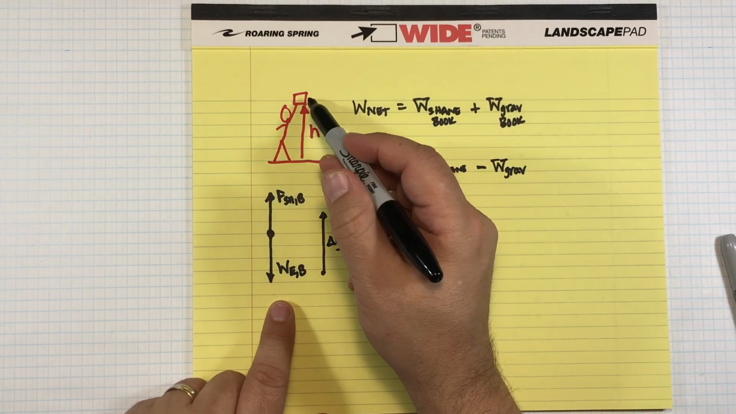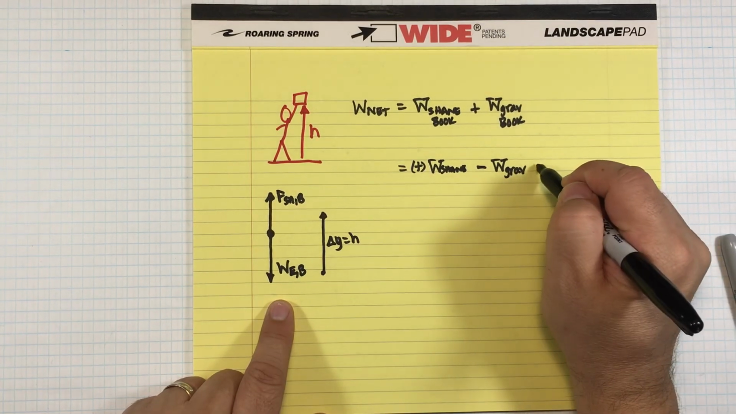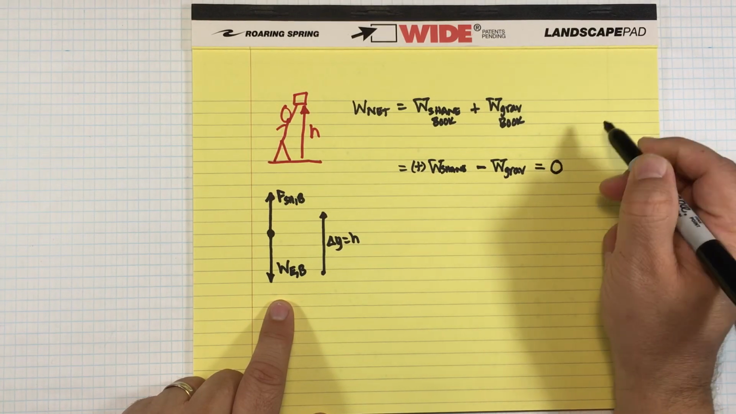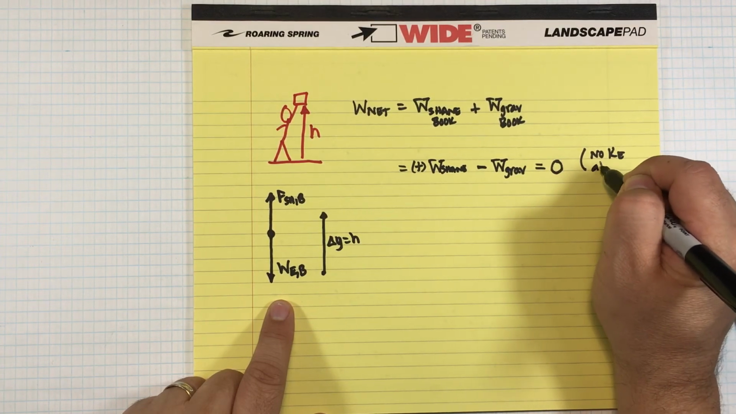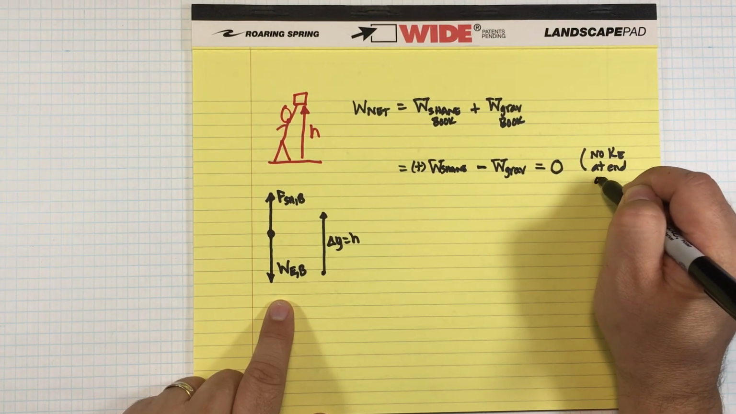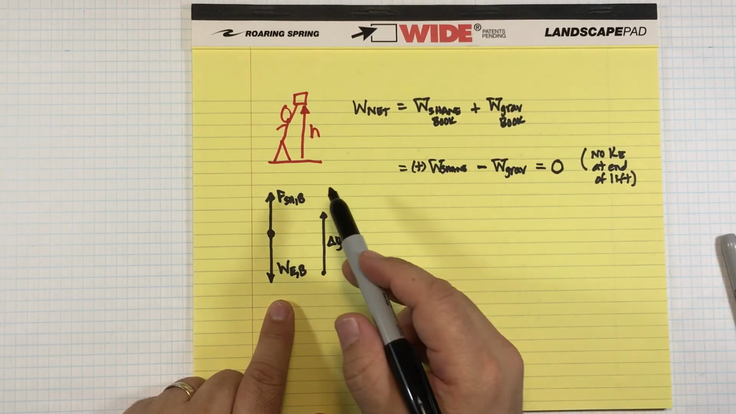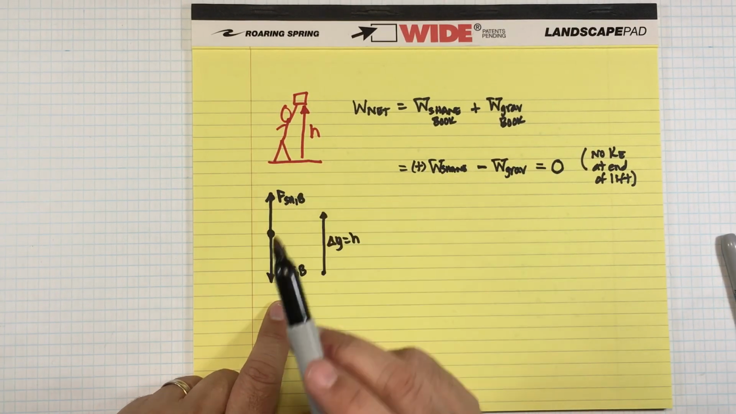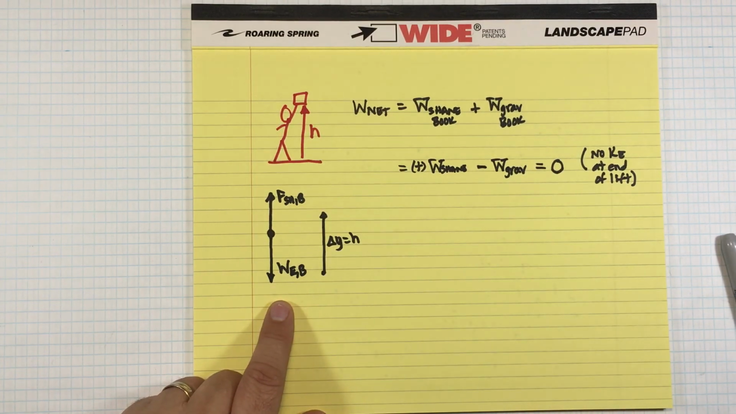I lift the book up, and then at the end of the problem, I'm holding it over my head. It's not moving, which means it doesn't have any kinetic energy. So this is in fact equal to 0. The book has no kinetic energy at the end of the lift. It started with no kinetic energy because it was sitting on the floor minding its own business before I picked it up. And then at the end, it has no kinetic energy when I stop.